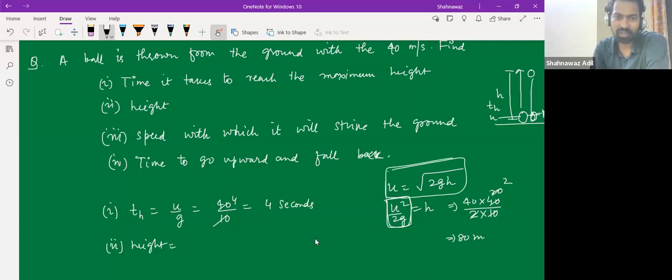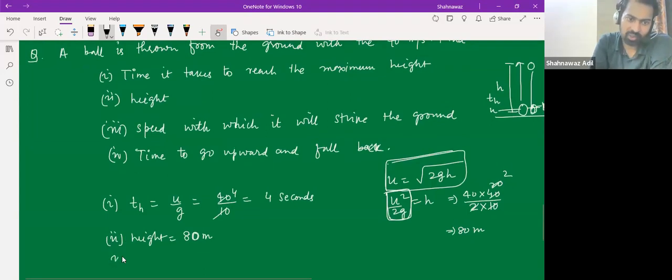Did you understand? Sir, if we get only one negative, we have to ignore it? Yeah, we have to ignore it, because the distance cannot be negative, right? Yes, sir, I got it. So 80 meters. You guys got the right answer.